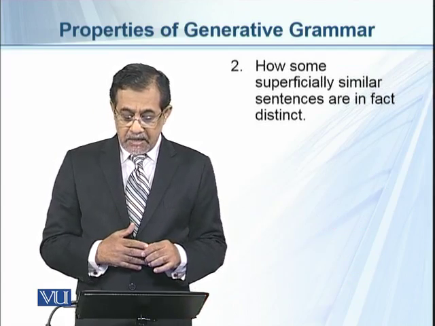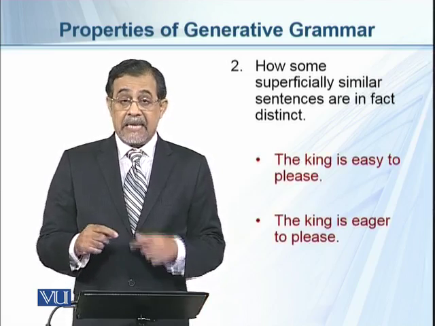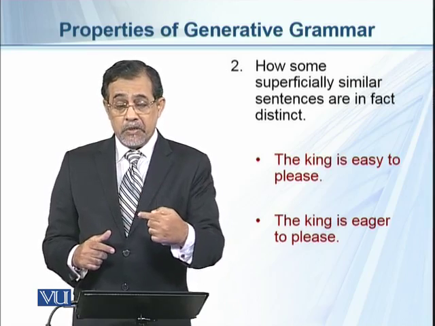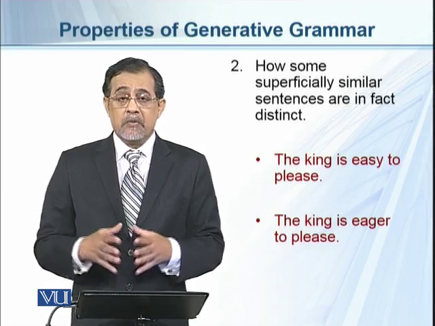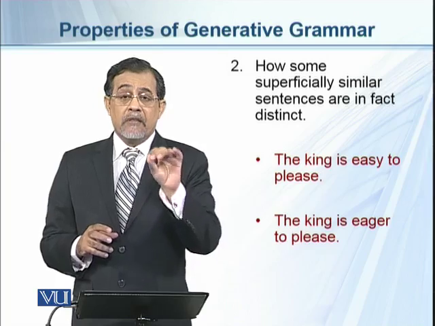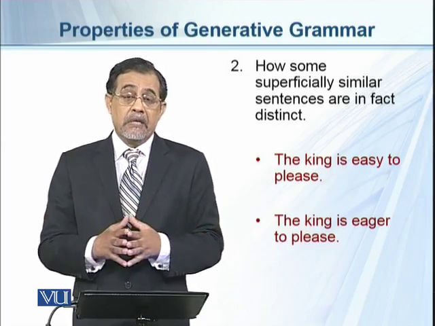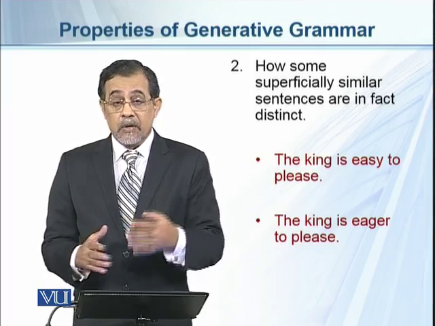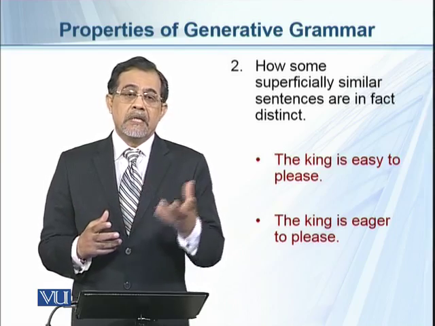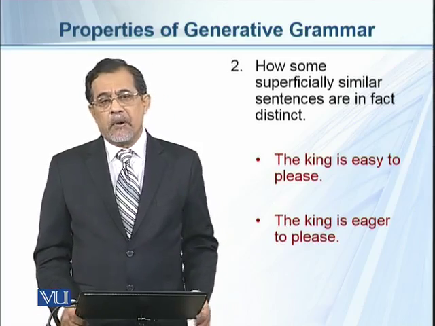How some superficially similar sentences are in fact distinct. So for example, if we look at these sentences, the king is easy to please. So in this sentence, the king can be pleased. King is like the object, right? And the second sentence, the king is eager to please. Here the king is the one who is to please, right? So in these two sentences, we can very well see that the structure of the sentence is the same, right? But the semantics, the meaning, or the function of the phrases is different. In the first sentence, the king is, in fact, the receiver of the action. And in the second sentence, the king is the doer of the action. So, in generative grammar, we get answers why this is so, why two similarly looking structures are different, and why two differently looking structures are similar. So these are some of the properties of generative grammar.